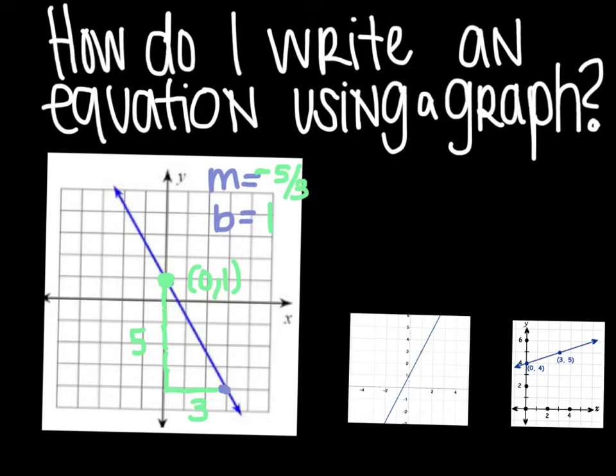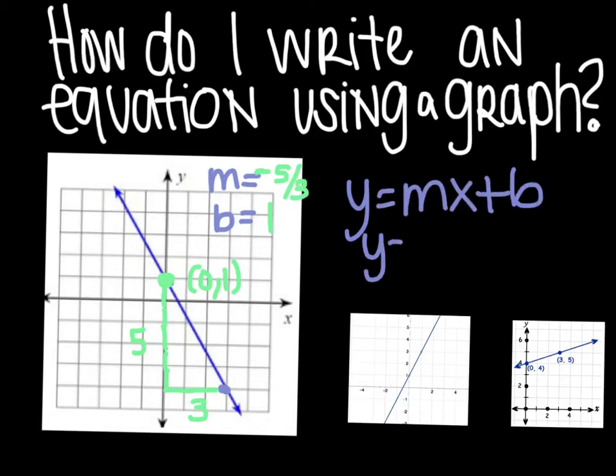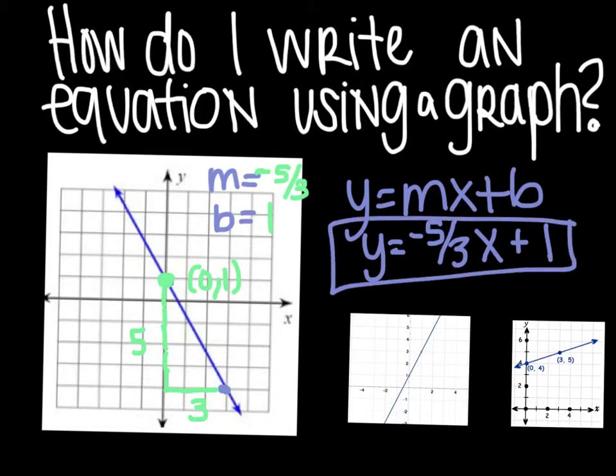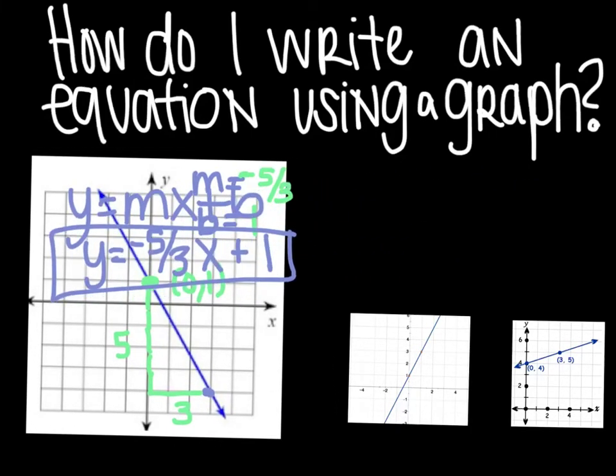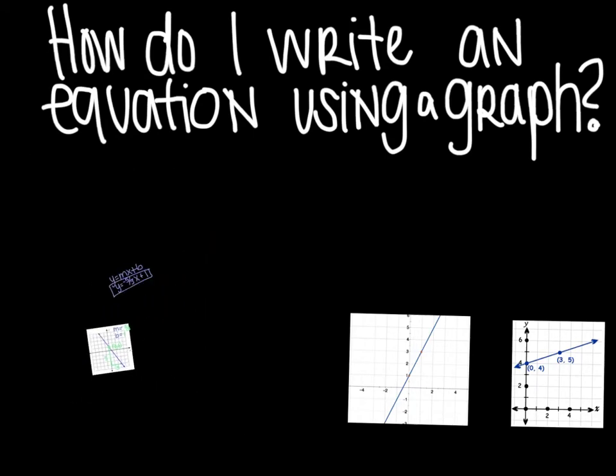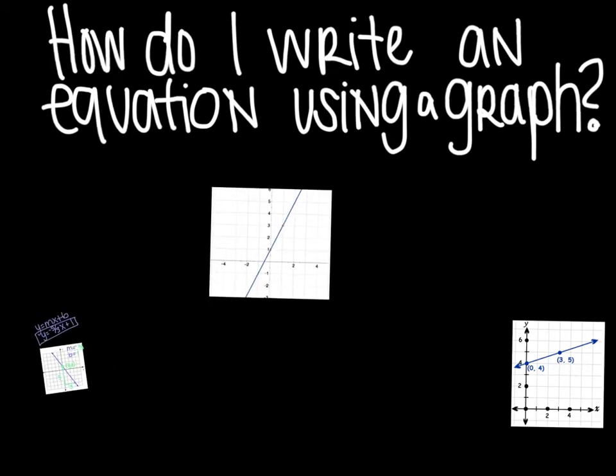That means my equation for this is going to fit in the form y equals mx plus b, and you're just going to drag and drop. So y equals negative 5/3 x, and then b was plus 1. And there is my equation. So, very straightforward. You just have to find those pieces first.